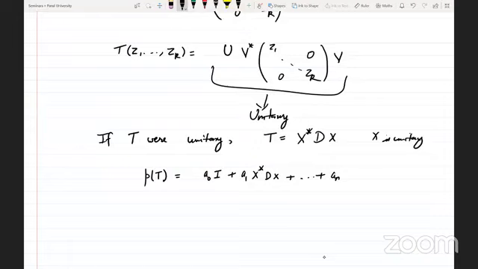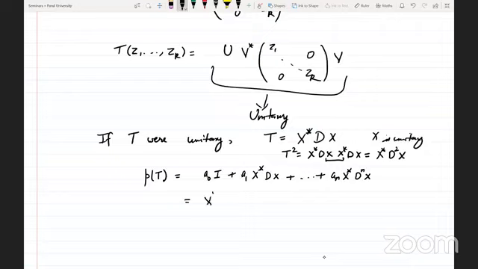AN. Okay, let's look at T square. What will be T square? T square will be x star dx, x star dx. And if you look at this, since x is unitary, it becomes identity. So it is x star d square x. So here it will be x star d raised to n x. And then you can basically take x star out from this side.